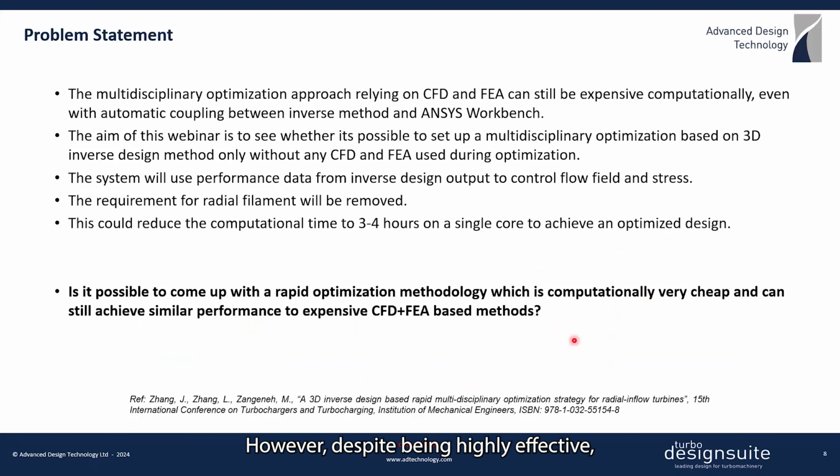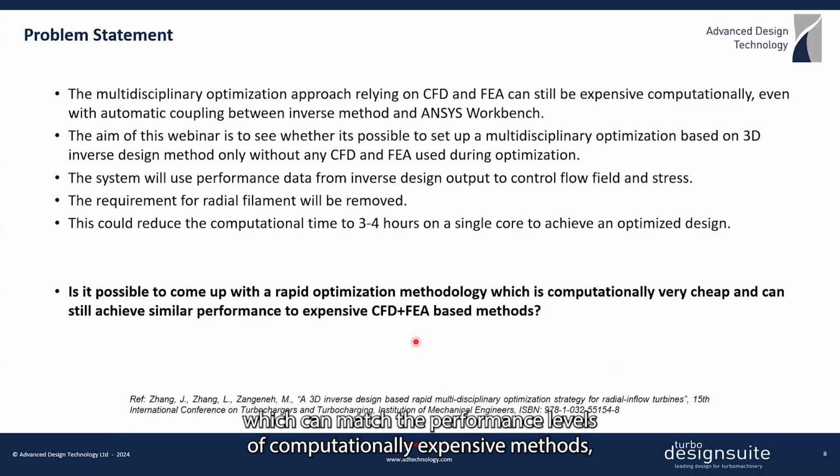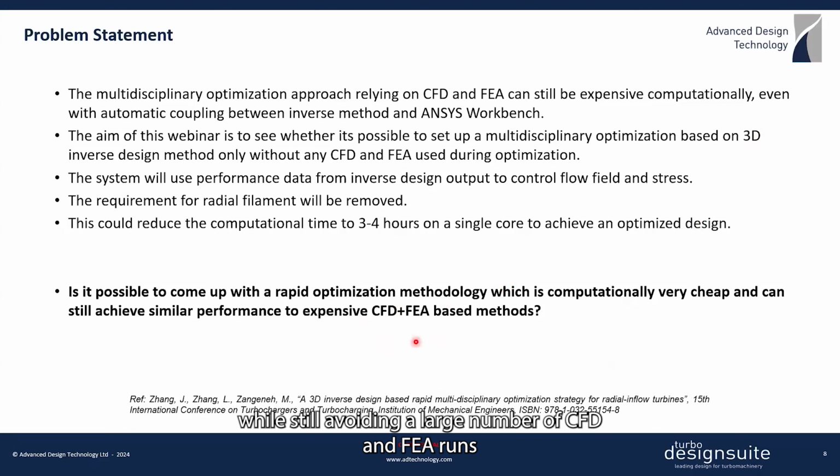However, despite being highly effective, such an approach can still consume a lot of computational time and resources. So the question is whether it's possible to come up with a rapid optimization methodology which can match the performance levels of computationally expensive methods while still avoiding a large number of CFD and FEA runs, and also avoiding the radial filament modification. And this is what we aim to explore through this webinar. And in fact, this is based on one of ADT's technical papers that was presented at the 15th IMECI Turbocharger Conference in 2023 last year.